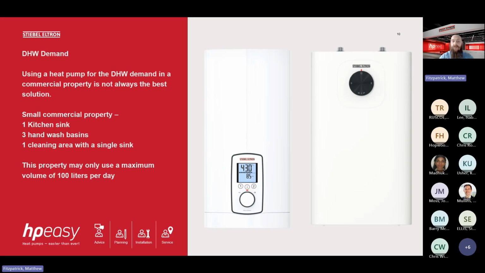Depending on the size of the instantaneous hot water heater, it can either supply a single basin or it could supply 2 to 3 showers in a commercial gym.